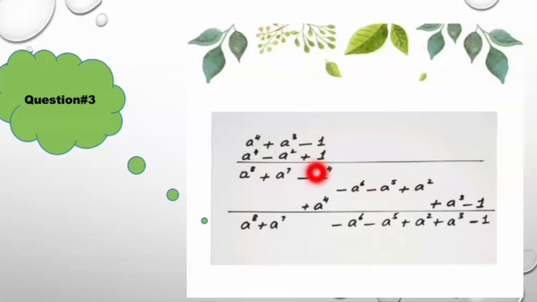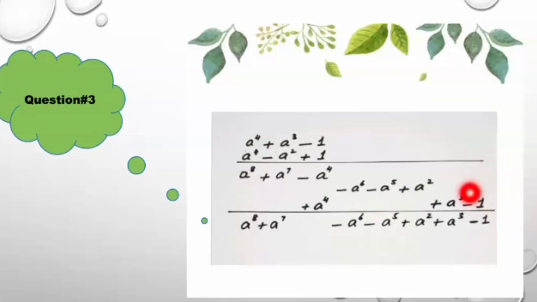Now multiply 1 with each term of the first polynomial. 1 multiplied by a raised to power 4 will be equal to a raised to power 4. Now I have written a raised to power 4 under this like term. These are like terms, so we will write a raised to power 4 under the like term of a raised to power 4. 1 multiplied by a cube will be equal to plus a cube. 1 multiplied by minus 1 will be equal to minus 1. There is only one like term, which is a raised to power 4. Other terms are unlike. Now we add these three expressions.